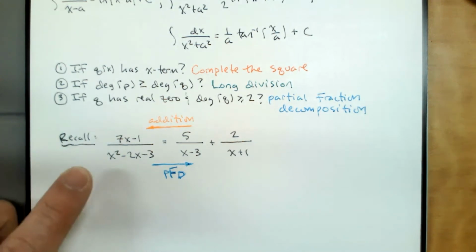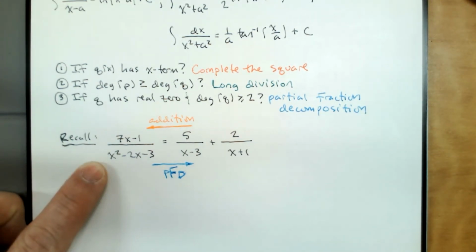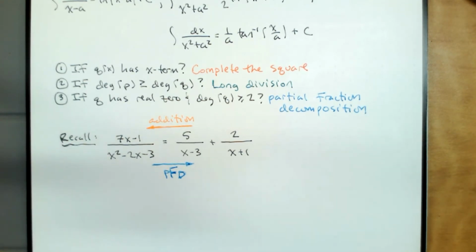We want to rewrite our integral, our rational function, into a sum where the denominators of the terms of the sum are the factors of the denominator of our rational function.